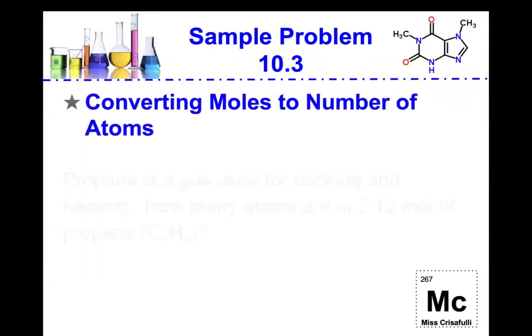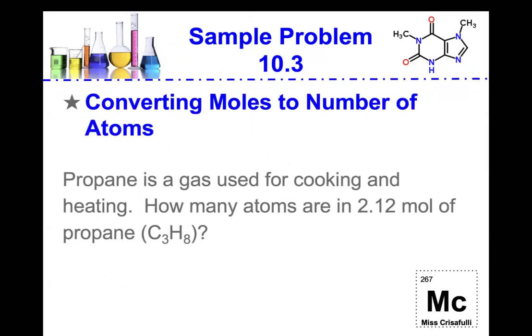So converting moles to the number of atoms. Propane is a gas used for cooking and heating. How many atoms are in 2.212 moles of propane? Propane has this chemical formula, C3H8. So we have to take into account the number of atoms there that we're dealing with.